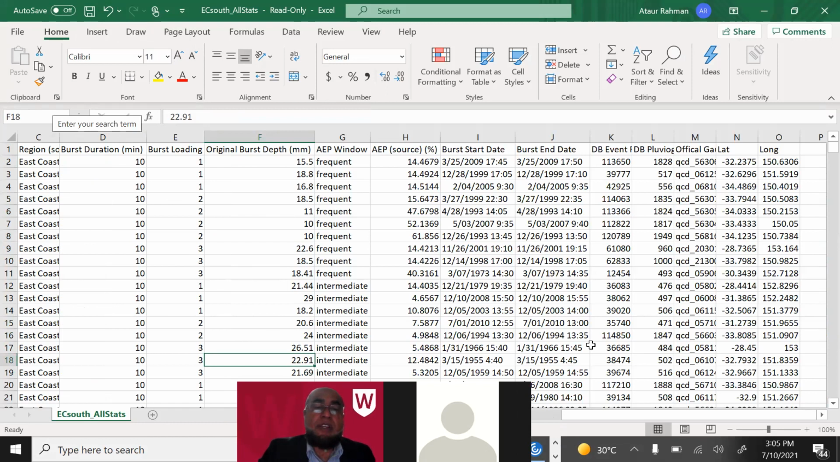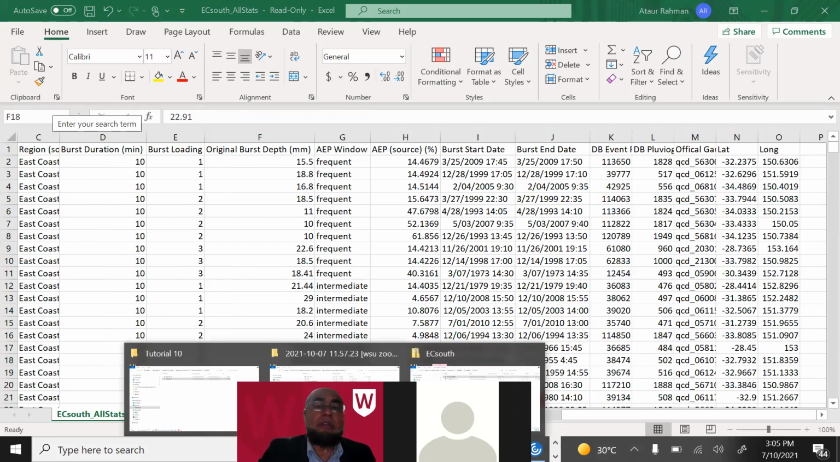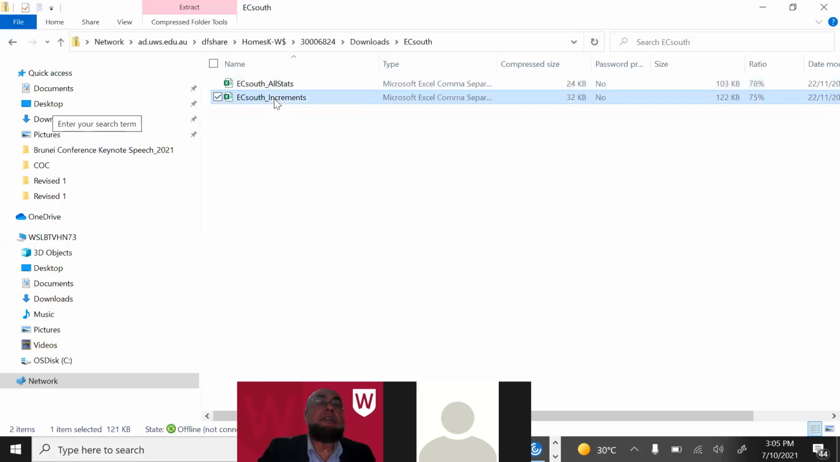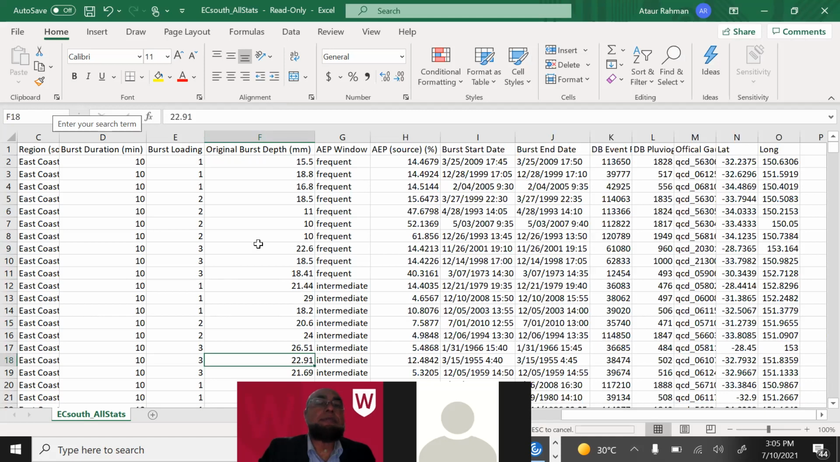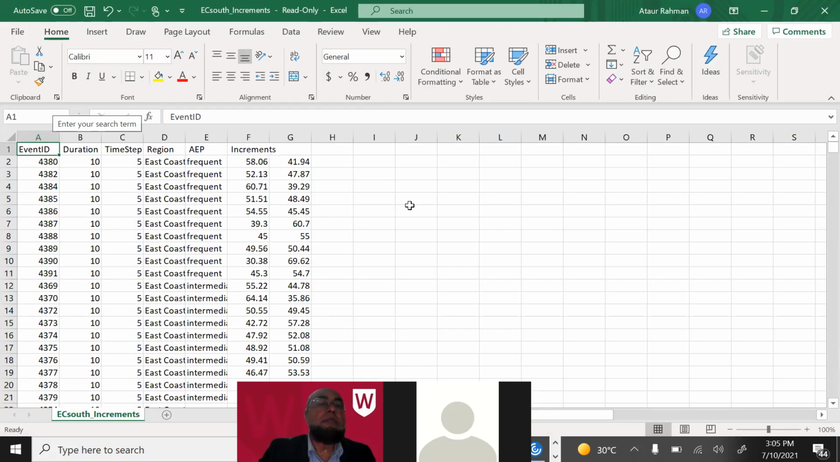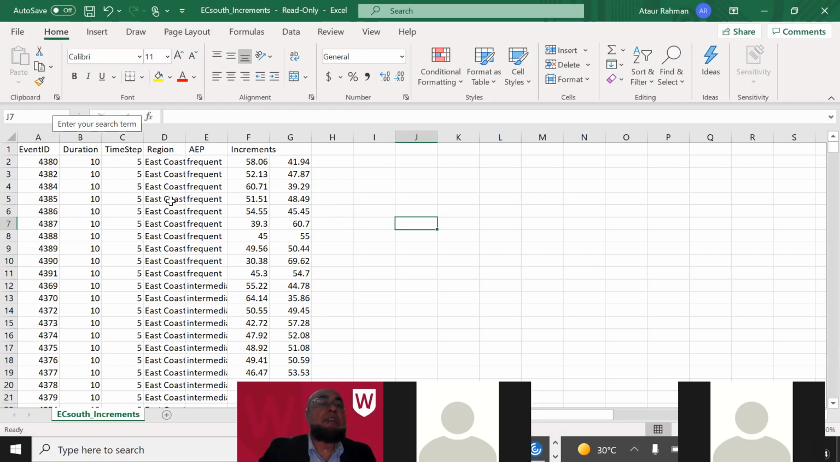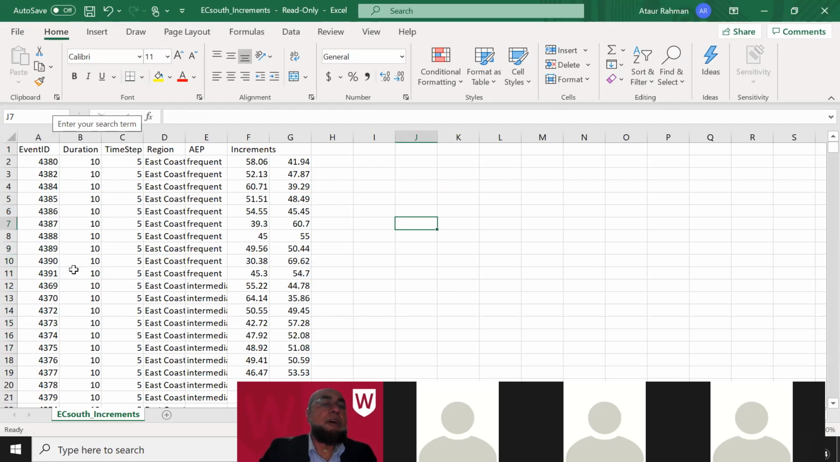So we have another file, which is, so can you see another screen here? Yep. Yes, sir.